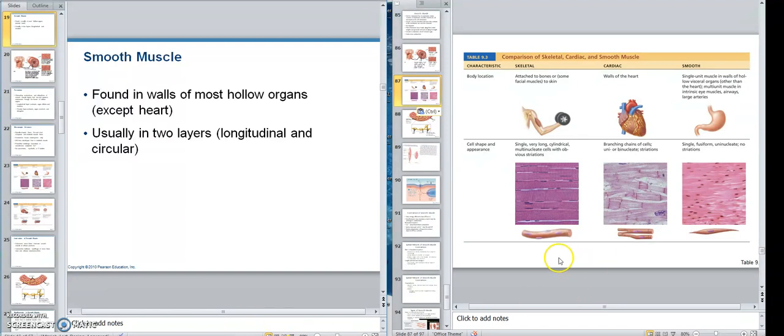So we have three muscle types: skeletal, cardiac, and smooth. I'm going to briefly talk on smooth. I'm not going to dedicate a lot to that. I was dedicating more to the skeletal.